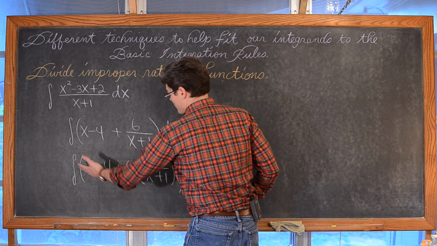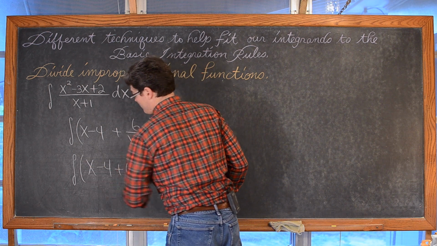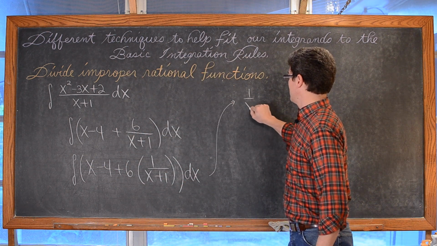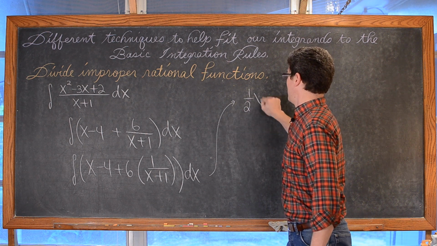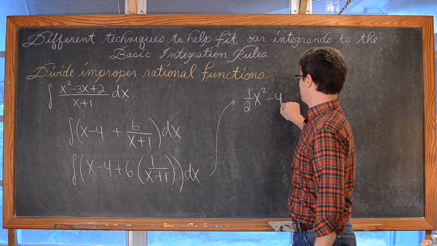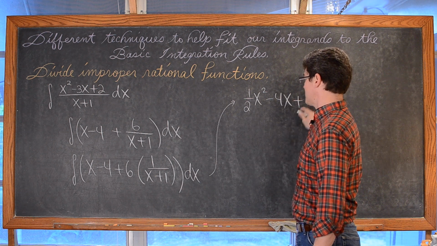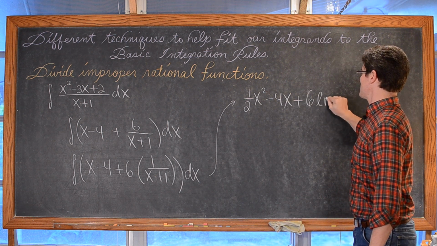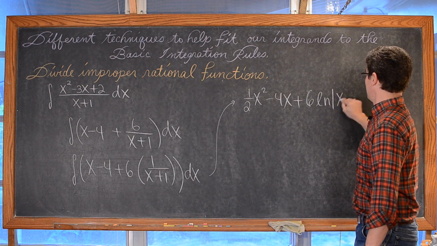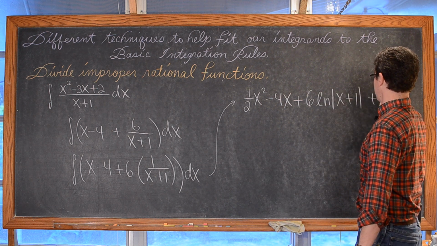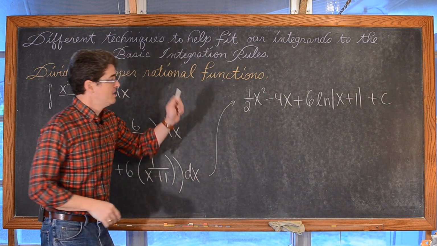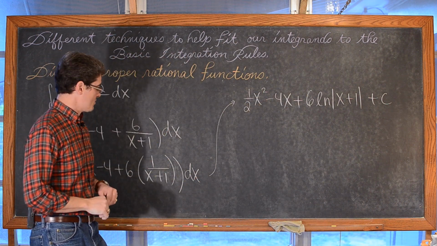And we have a bunch of separate terms here. So the integral is going to be equal to 1/2 x squared minus 4x plus 6 times the natural log of the absolute value of x plus 1. And again, don't forget, all these examples are going to be indefinite integration problems, so your constants of integration.